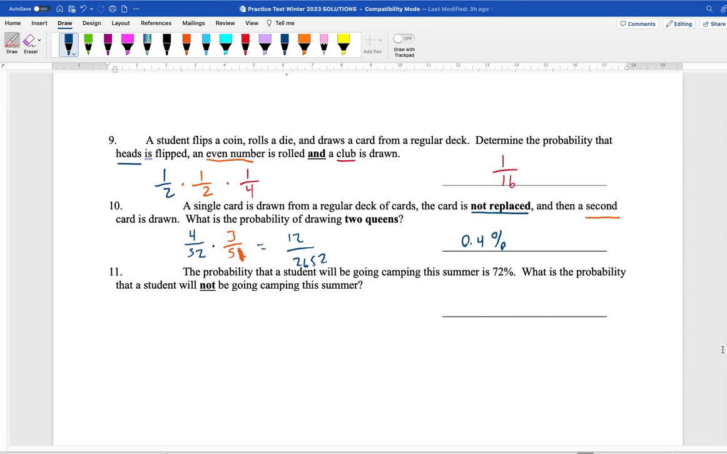Alright. The probability that a student will be going camping this summer is 72%. What is the probability of the person not going camping? Okay. So the probability of camping equals 72%. So we're really looking at the complement of that. So that'd be 100 minus 72. What's that, 78%? No, 28%. Okay.